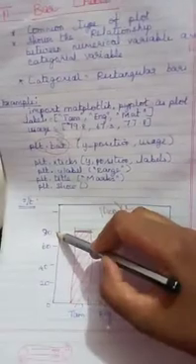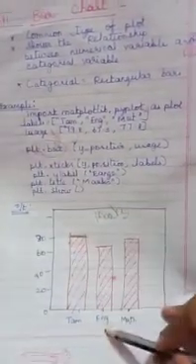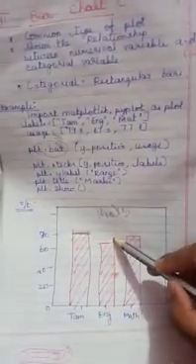So Tamil is 79.8, English is 67.3, and Maths is 77.8. This will be shown in a bar chart.